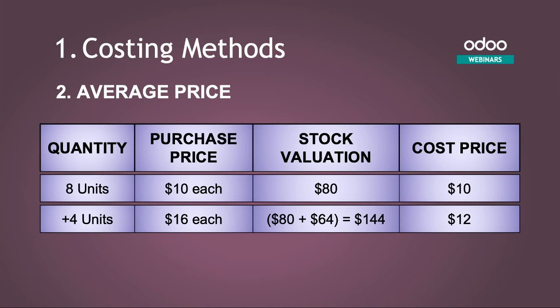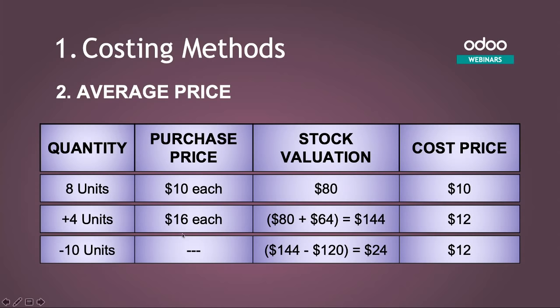Now let's say we subtract 10 units by selling them. Again, the purchase price is unrelated, so it doesn't make a difference. But what the system does is it takes your stock valuation, subtracts the value of the units at the initial cost price, and then divides the result by the amount on hand. So that would be 24 divided by 2, because we've sold 10 units of 12. Oh, went too far there. Okay, so let's demonstrate this.